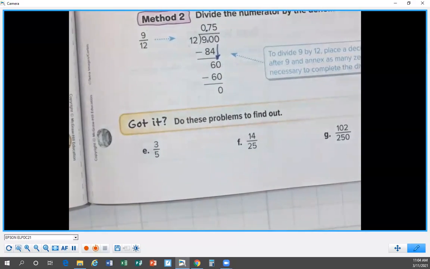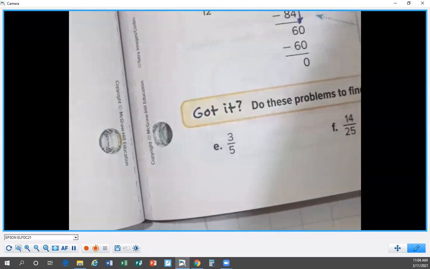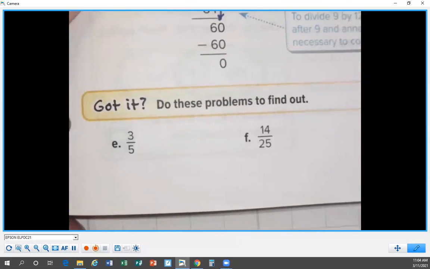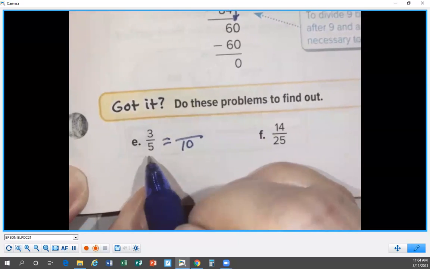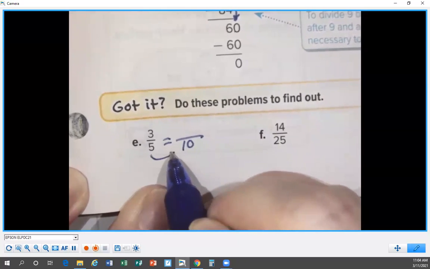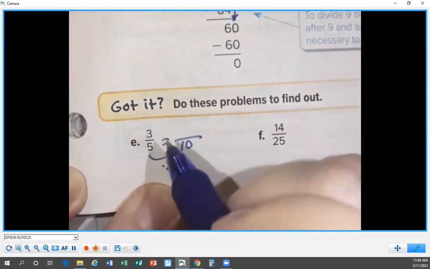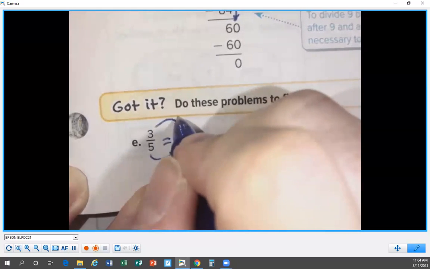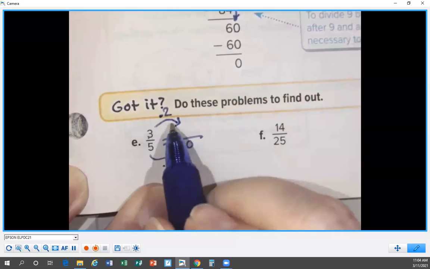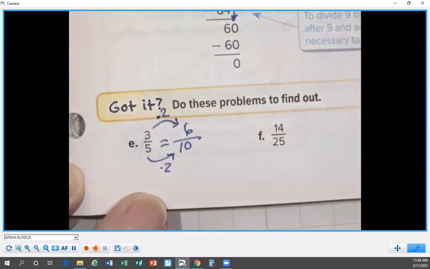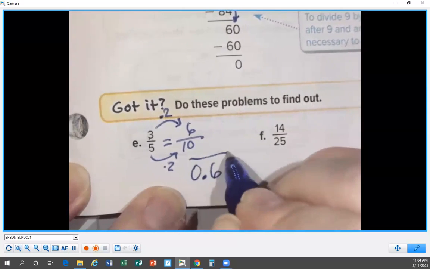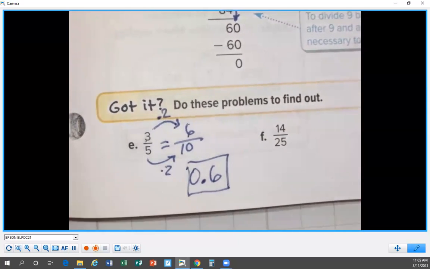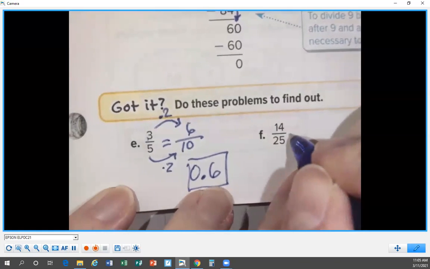Okay, 3/5. When I look at 3/5, I see my denominator of 5, and yes, I can see it's going to go into 10. So I scale it up to 10. 5 times 2 is 10. Whatever I did to my denominator, I have to do to my numerator. 3 times 2 is 6. So I get 6/10, and I can write that as a decimal. 6/10.